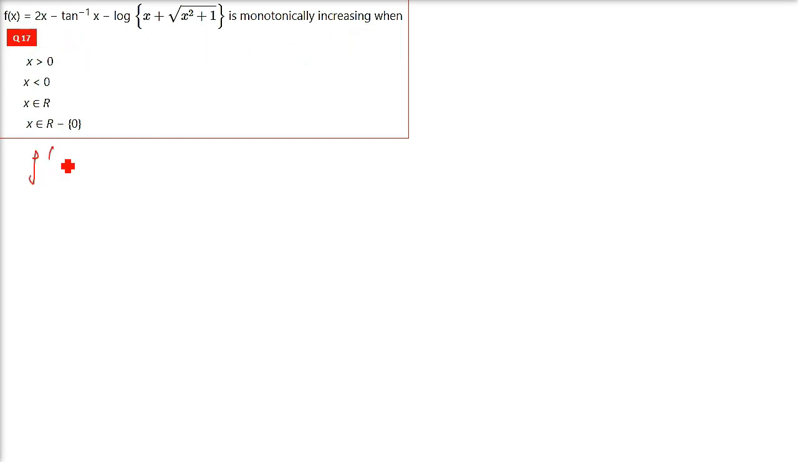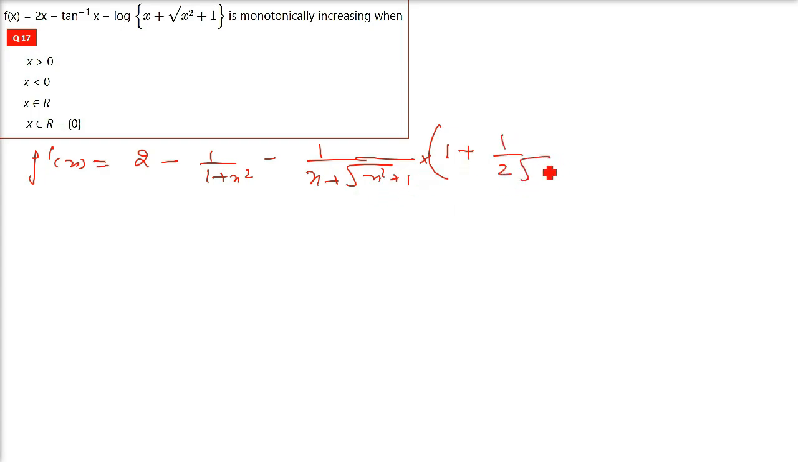So first thing is f dash x. Let us take the differentiation. The derivative of 2 tan inverse x is 2 by 1 plus x square. Log of anything is 1 by that thing. So 1 by x plus under root x square plus 1. Differentiation of x plus under root x square plus 1 is going to be 1 plus 1 by twice under root x square plus 1, then differentiation of x square plus 1 is 2x. So I've written the differentiation.